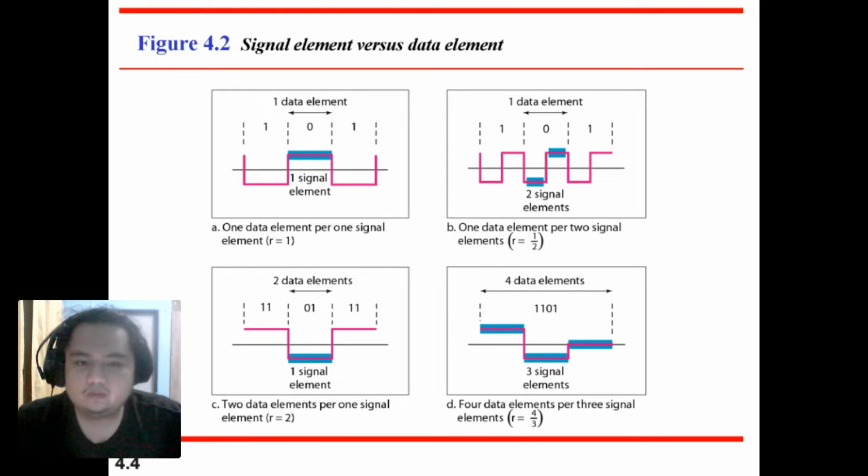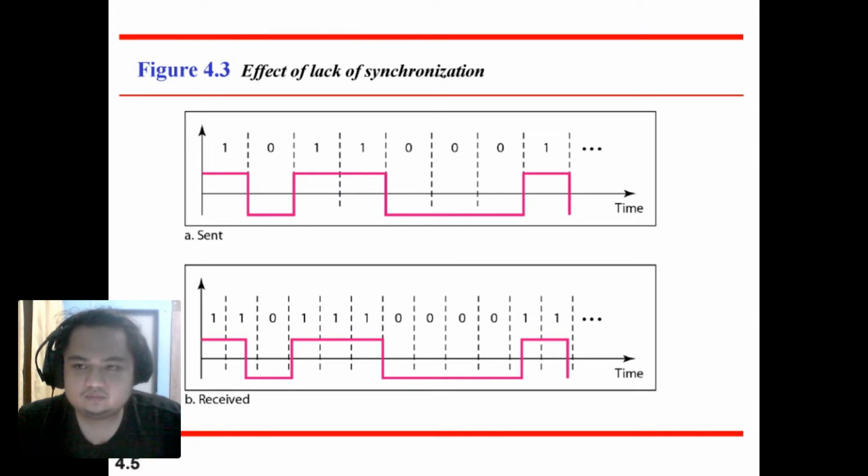Or, one data element per two signal elements means R equals one half. Two data elements per one signal element means R equals 2. Four data elements per three signal elements means R equals 4 over 3.